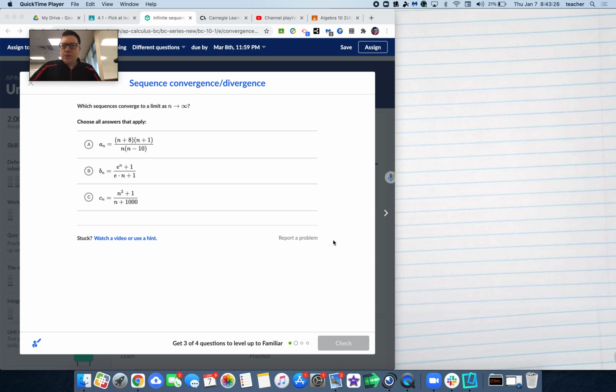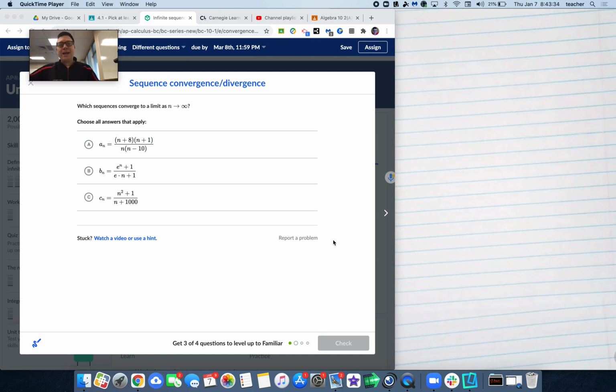The question is, which sequences converge to a limit as n approaches infinity? And that idea of converging to a limit means they actually produce a number when you say the limit as n goes to infinity of a sub n, or b sub n, or c sub n. So what we're looking for is sequences that do not explode out to infinity as the answer, something like n over 1, that would just tend to infinity.